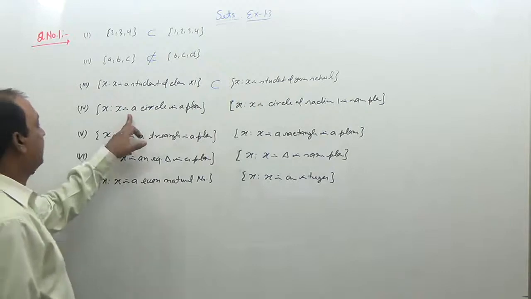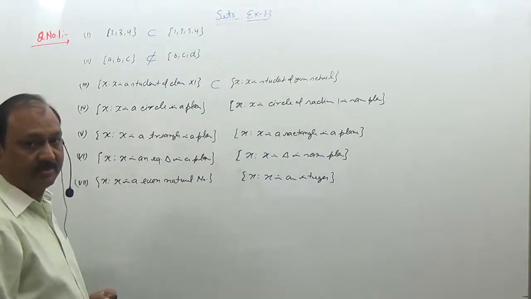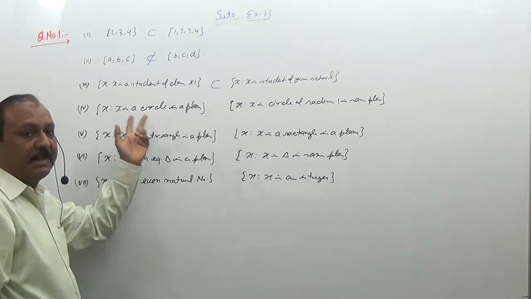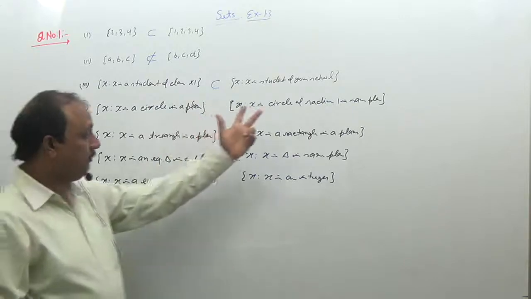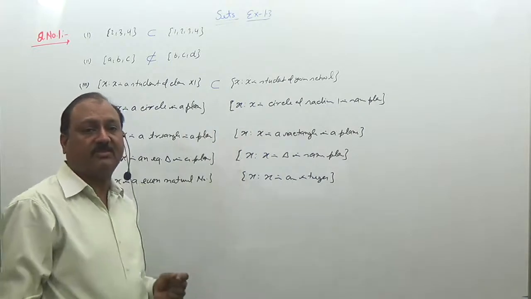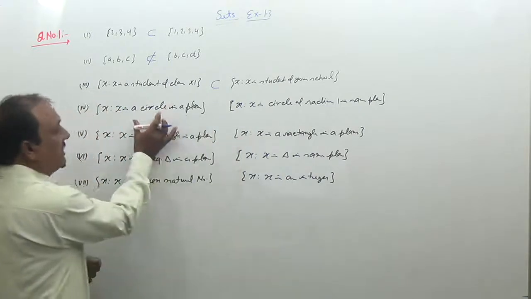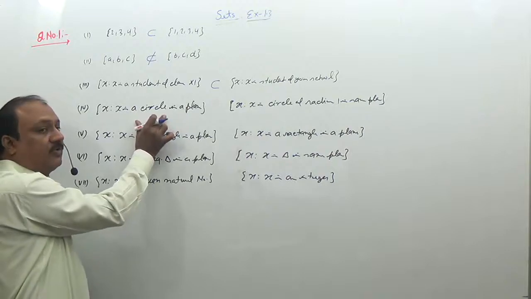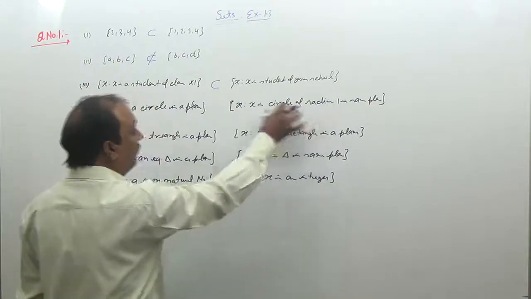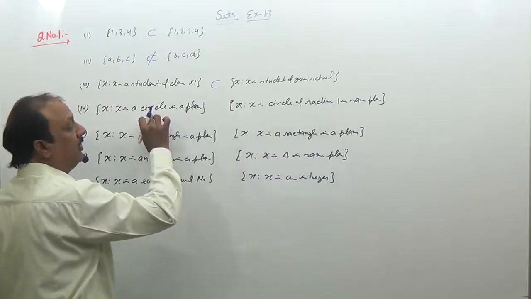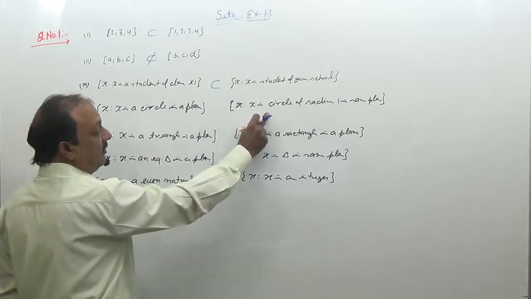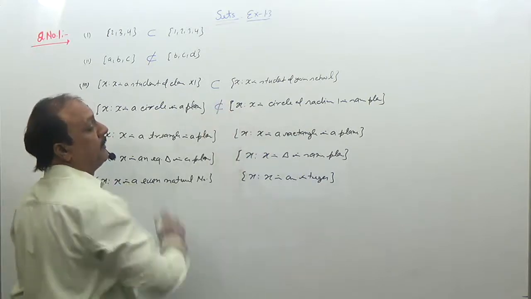Next is X is a circle in a plane. It means this is a set of all circles in a plane of any radius, but this set contains only those circles whose radius is 1. So element इसमें ज्यादा है. This set contains the circle whose radius is 2, whose radius is 3, whose radius is 4, but this contains only those circles whose radius is 1. So a circle whose radius is 2 is a member of this set, but not a member of this set, so this is not a subset.